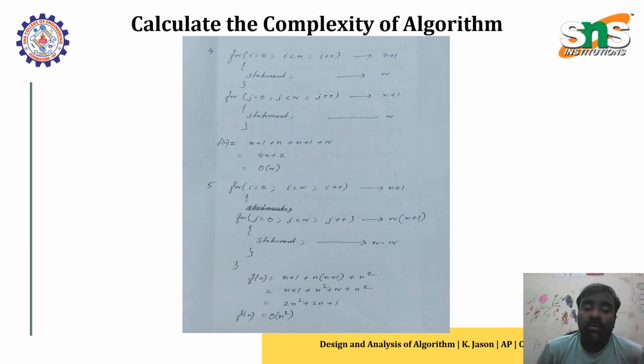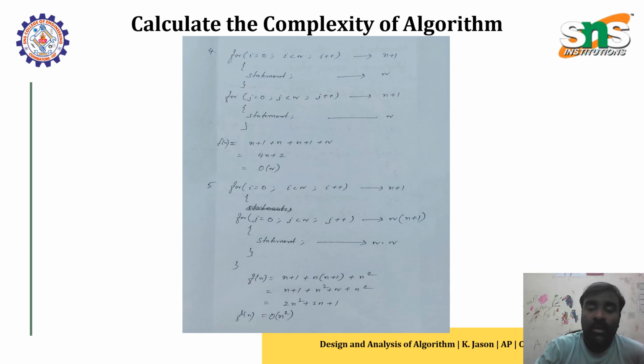Next program, just go to the nested loop. So first loop n plus 1 times. Within the loop, statement n times. Another loop n plus 1 times, statement n times. So you have to multiply, order of n square. N square time is execution. In the previous program, n time execution; here it takes n square time execution.